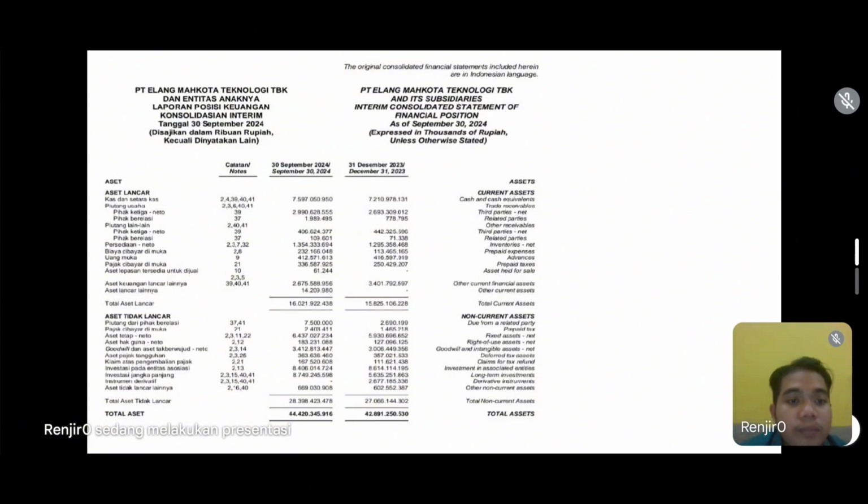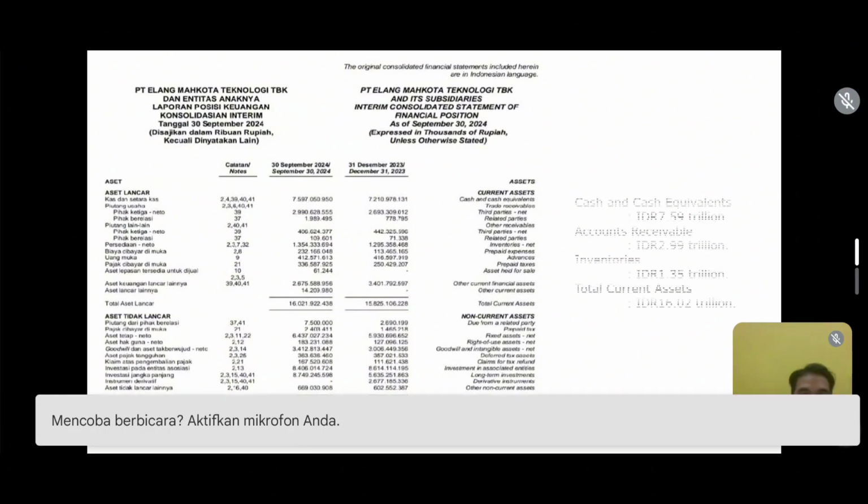And then they have their trade receivable, which is the same as accounts receivable: 2.69 trillion per December 23 and 2.99 trillion per September 24. Their inventories here are 1.29 trillion per December 23, increasing on September 24 to 1.35 trillion. Their total current assets are increasing from 15.82 trillion in December 23 to 16.02 trillion for September 24. And here's the summary.